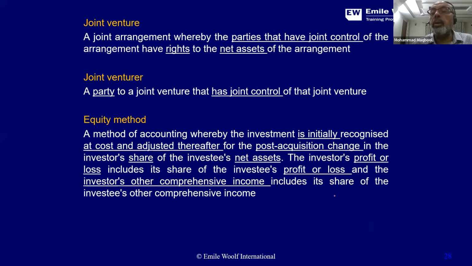Okay, because I will distinguish it from the joint operation, where the investor will not have the right in the net asset, rather they will have a right in the asset of the company and obligation in the liability of the company. Their share in assets and share in liability, not in the net asset. We'll see the difference when we look at the IFRS 11. Okay, so joint venture is the party to a joint venture, and the equity method we have already looked at.